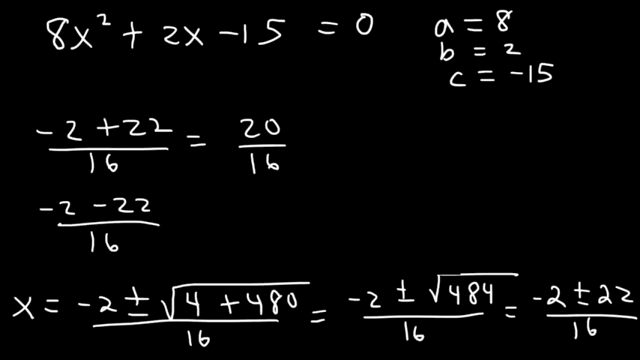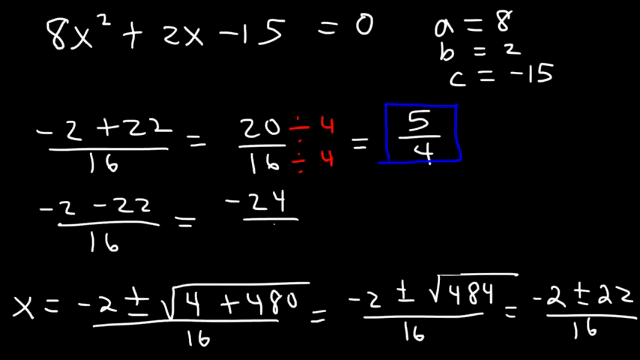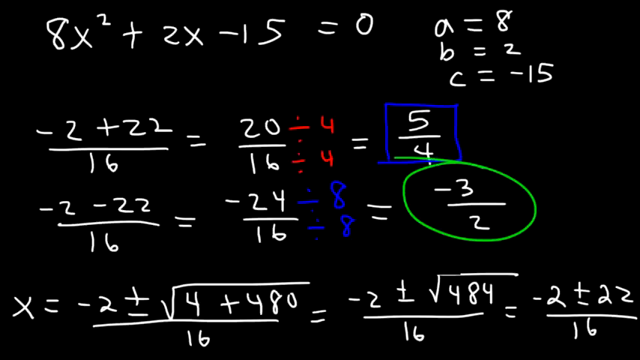And 20 over 16, both numbers are divisible by 4. 20 divided by 4 is 5. 16 divided by 4 is 4. So the first answer is 5 divided by 4. Negative 2 minus 22 is negative 24. 24 and 16 are both divisible by 8. Negative 24 divided by 8 is negative 3. 16 divided by 8 is 2. And so that's the other answer, negative 3 over 2.